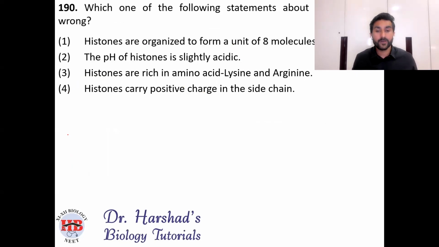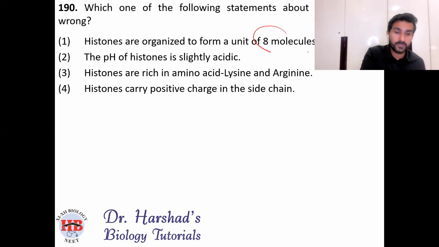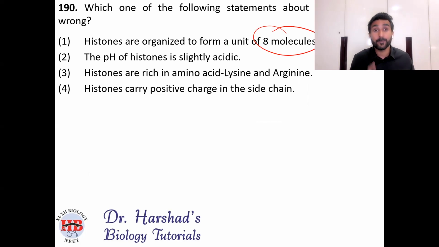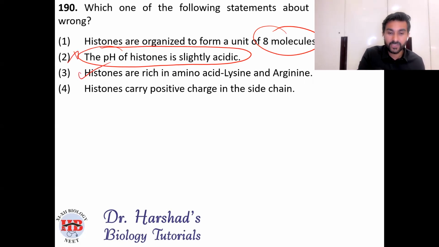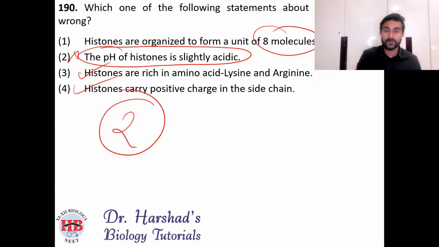Which of the following statements about histones is wrong? If you remember, histones were forming octamers, the molecules of octamers. So this is correct. Histones are basic proteins. Here it says acidic, so this is a wrong statement. They are rich in basic amino acids like lysine and arginine. And since they are basic, they carry positive charge. So statements 1, 3, and 4 are correct. Statement number 2 is incorrect. That would be our answer.